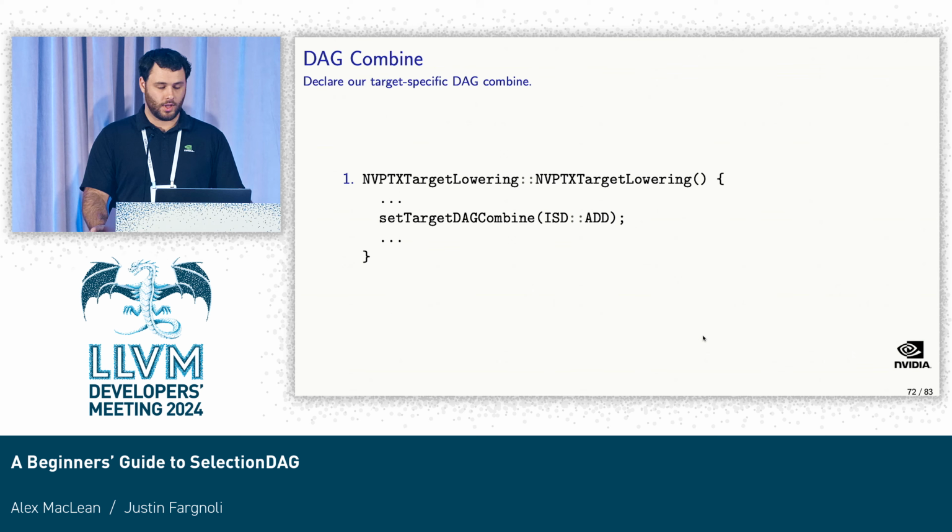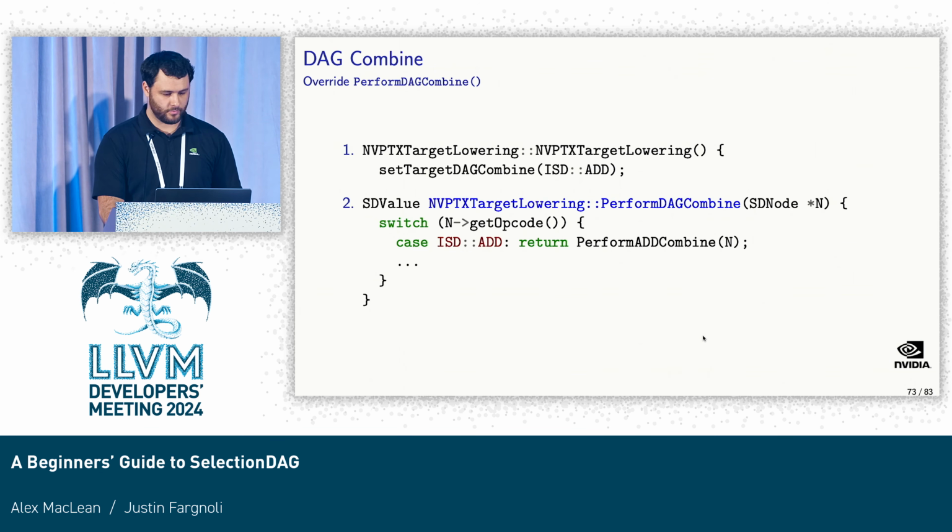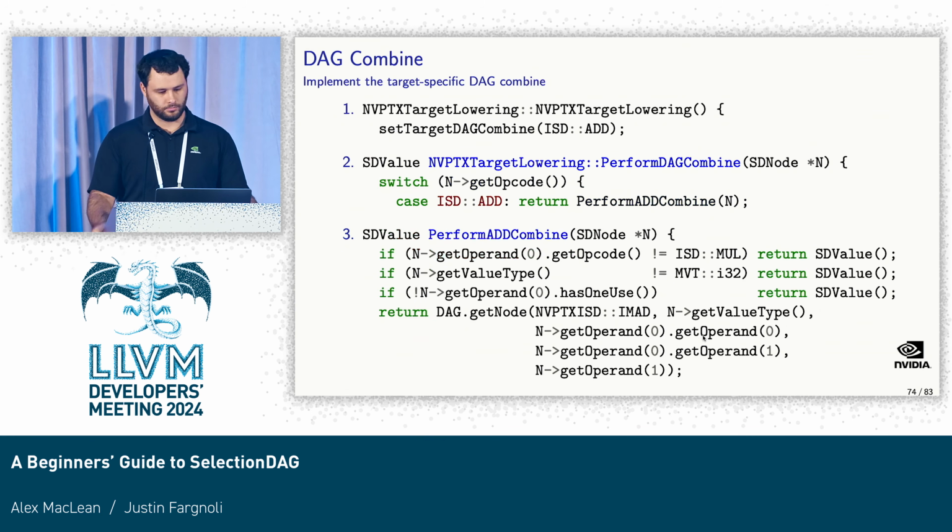Our first step is to declare to SelectionDAG that we want to implement a custom DAG combine. We do this by calling setTargetDAGCombine and specifying add. We then implement or override the PerformDAGCombine function. Additionally, we add a case for the add opcode to call our PerformAddCombine function, the function we're actually going to perform the peephole in.